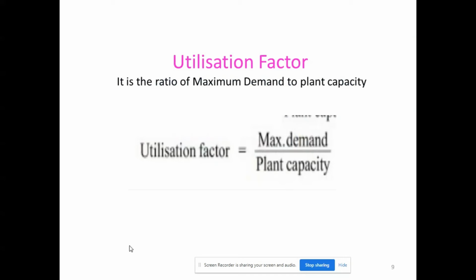The next definition is utilization factor. It is the ratio of maximum demand to the plant capacity. Utilization factor is maximum demand by plant capacity. For all these factors, we should multiply by 100% in the answer.